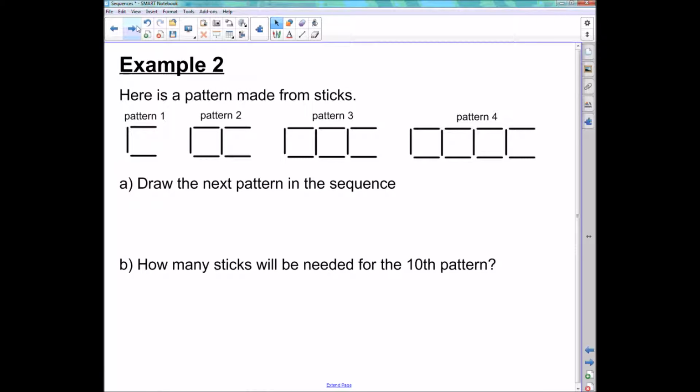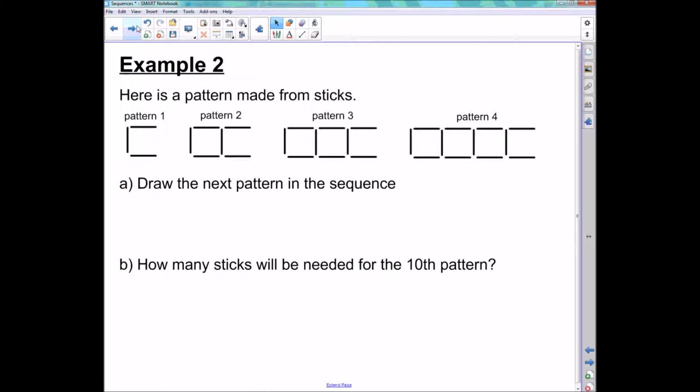Okay, so the second example I'm going to go through is where you're given a pattern. Now this is basically exactly the same question as we had just before, only sometimes people get a bit more confused because they don't associate these with numbers. So here's a pattern made from sticks. Hopefully you can spot what the pattern's actually doing. Each time there's another 3 sticks added on the end in this sort of C pattern.